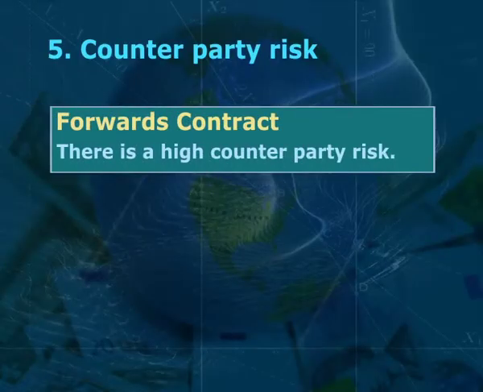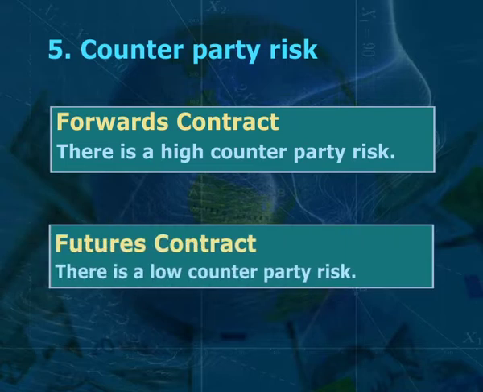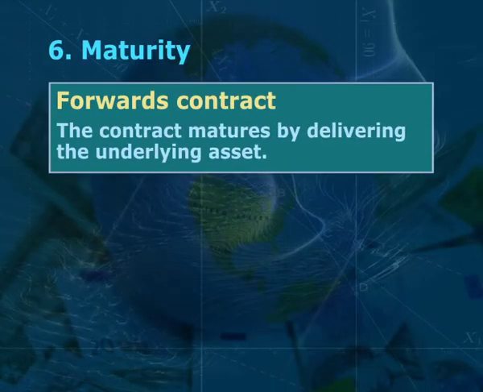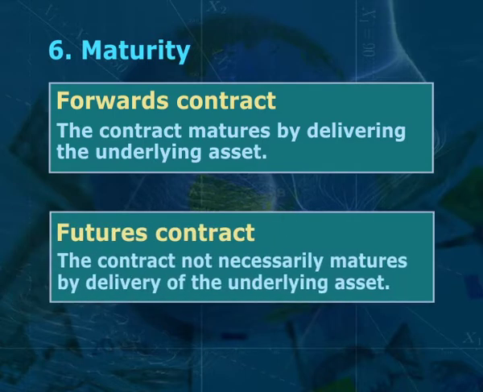Fifth, counterparty risk. In case of forward contract, there is higher counterparty risk, whereas in case of futures contract, there is a low counterparty risk. Sixth, maturity. In case of forward contract, it matures by delivering the underlying asset, whereas in the case of futures contract, the contract not necessarily matures by delivery of the underlying asset.